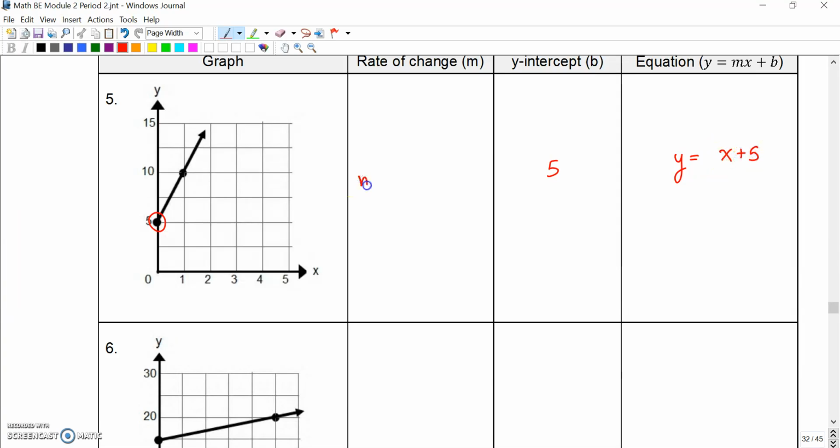Next, I'm going to look for my m, which is my rise over run, which is up. Well, it looks like it's up 2 boxes, but if I take into account the scale, it's actually up 5 because it goes from 5 to 10. And then it goes over 1 box. And so my m is also 5. In this case, m and b happen to be the same.